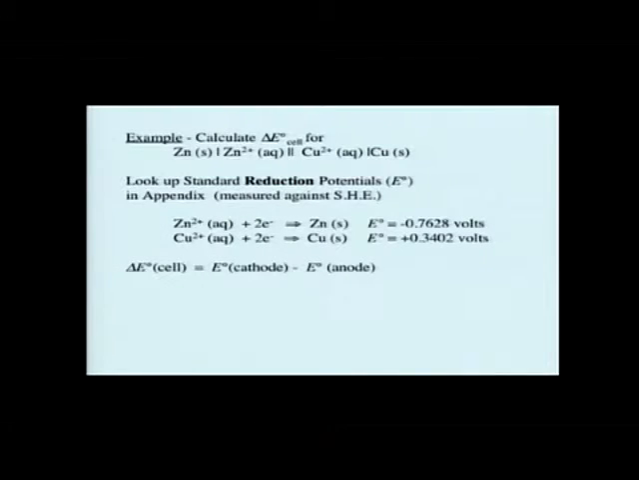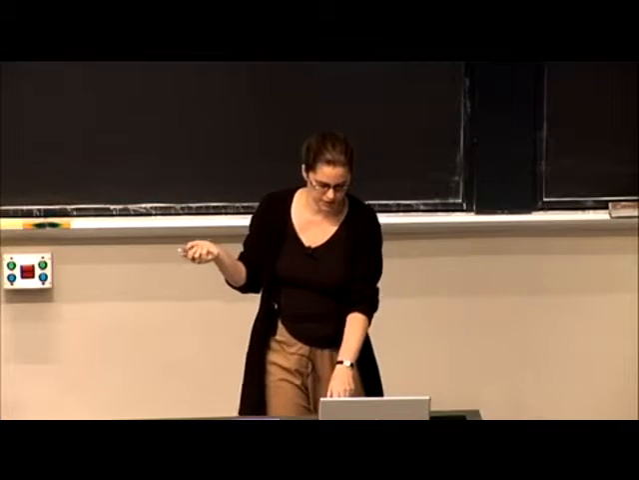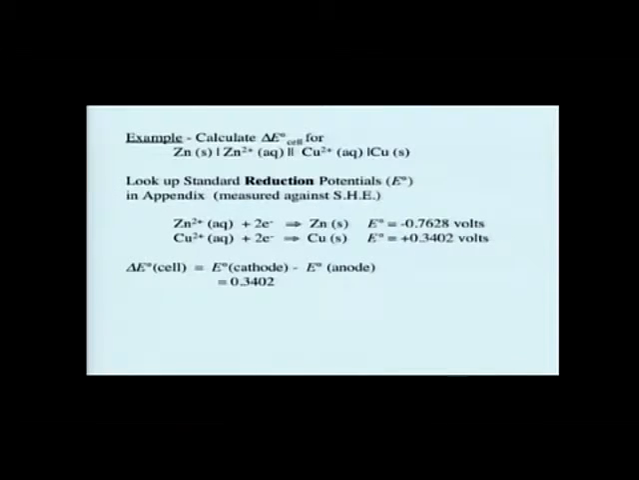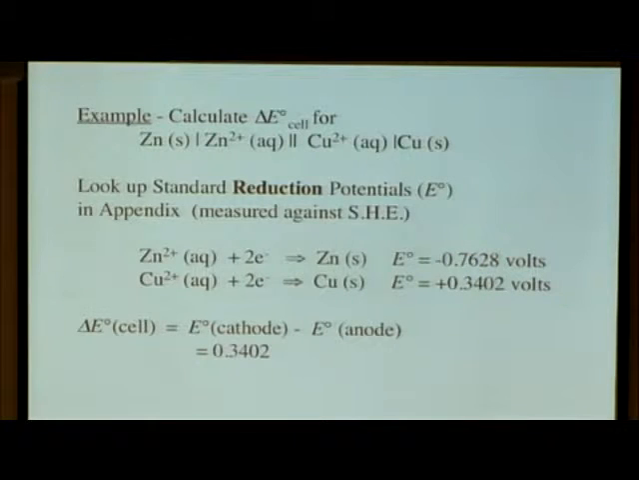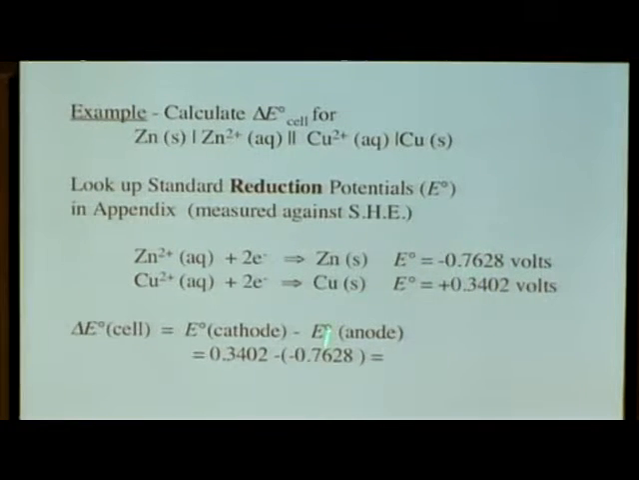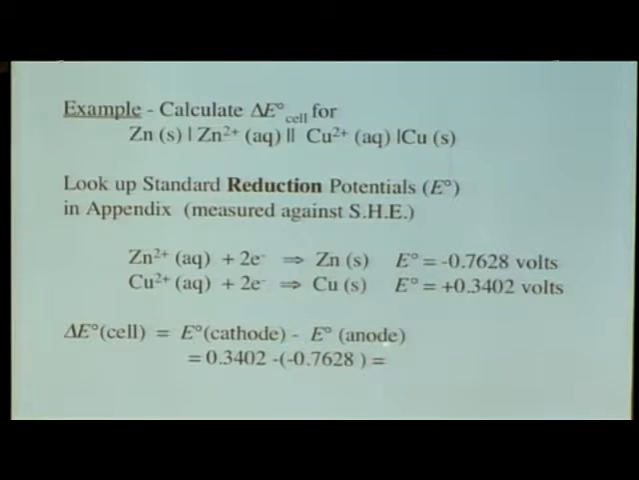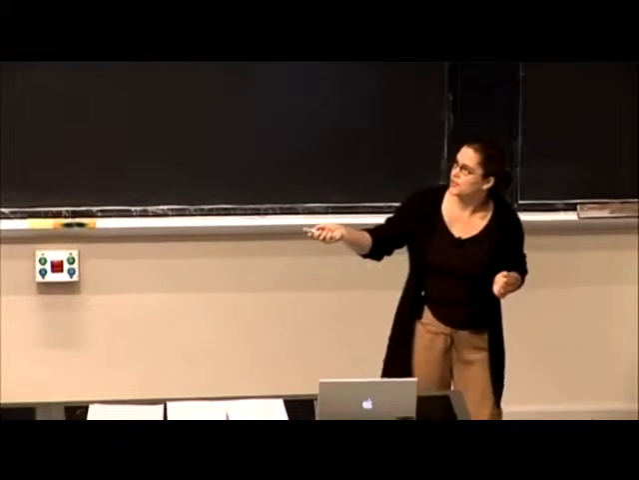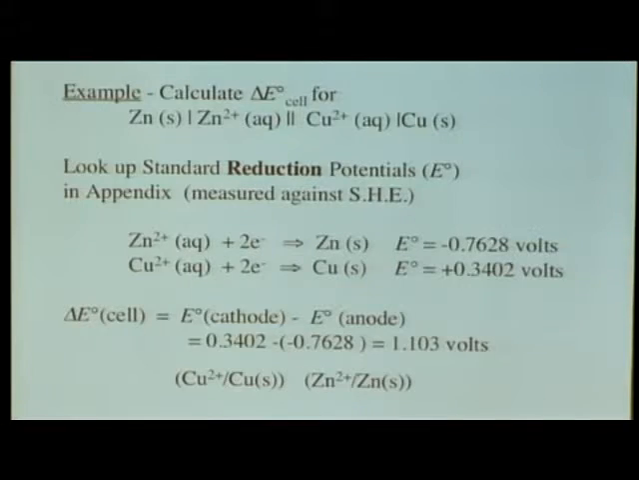Then you can plug them in to your equation. Again, the equation is the standard reduction potential for the couple at the cathode minus the standard reduction potential for the reaction at the anode. The reaction at the cathode is the copper reaction, so we put in 0.3402, and then minus, and the zinc reduction potential is negative, so it's minus 0.7628. If we add that together, we get a positive value of 1.103.